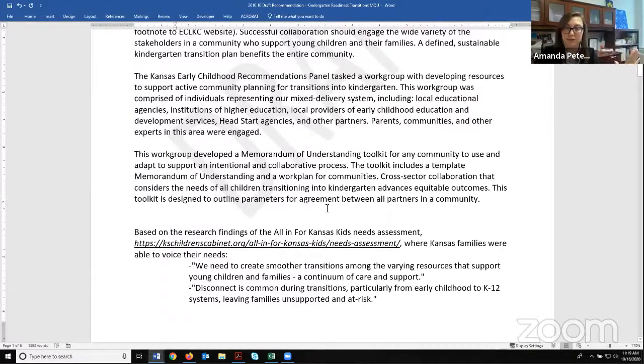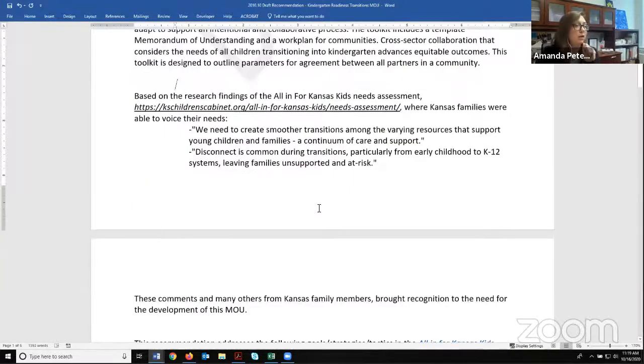I feel good about this paragraph. Yeah. This pulls directly from the needs assessment. We will clean up the formatting a bit with the bullet points, but these include some direct quotes from Kansas families. We got an extra comma here. Do we see anything else in this section?